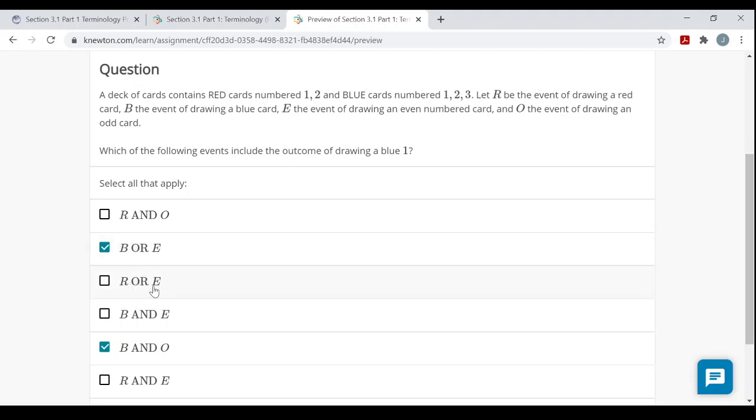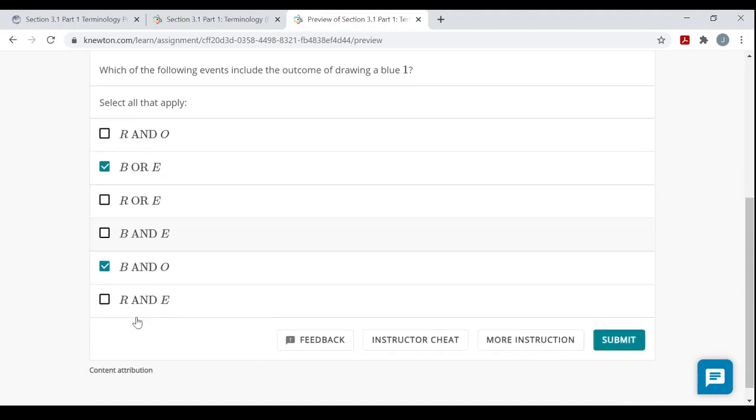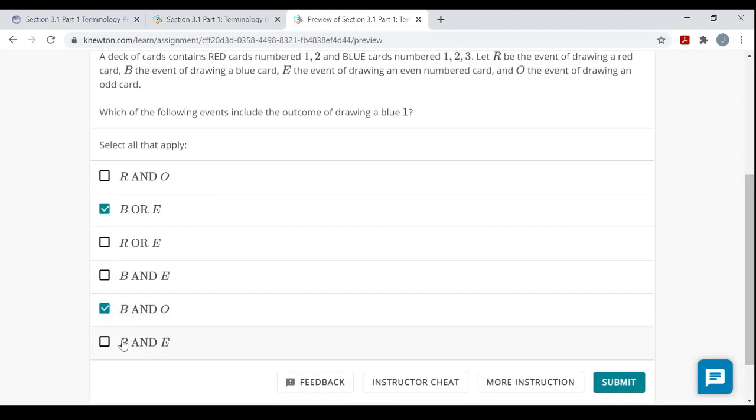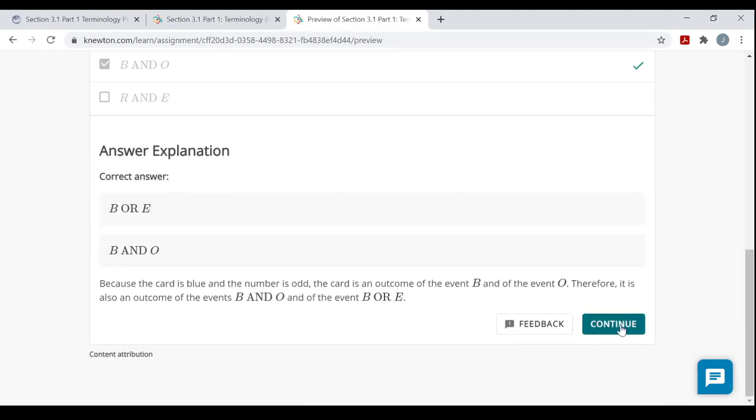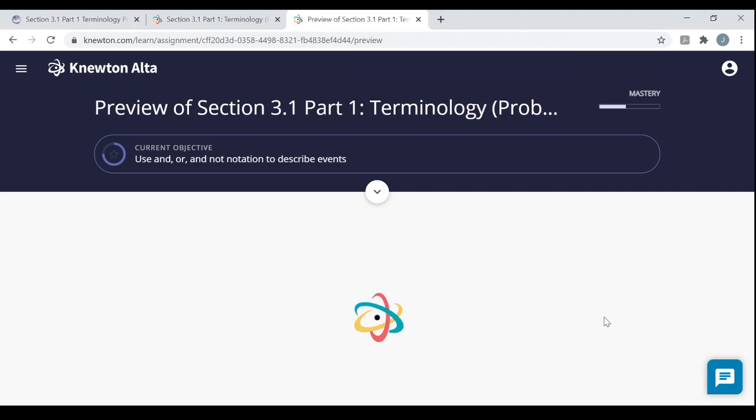Red or even? Well, neither of these happen, right? Blue and odd. So this is not going to contain the blue 1. Blue and even. Remember, the and means they both have to happen. So I got the blue, but it's not even. So not this one, right? I already said blue and odd. And red and even, no way. Right, so just these two events would have the blue 1 in it. Okay. So just again, remembering what and or means.